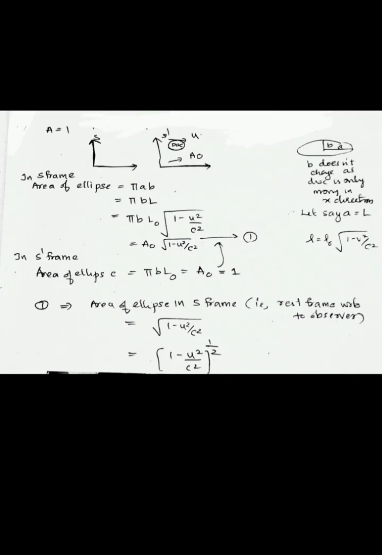And it is given that in S dash frame, the area of the ellipse is 1. So A0 is 1. Substituting this value in equation number 1, we can write the area of the ellipse in S frame as square root of 1 minus u square by c square. This is equal to 1 minus u square by c square the whole raised to 1 by 2. So this is the answer.